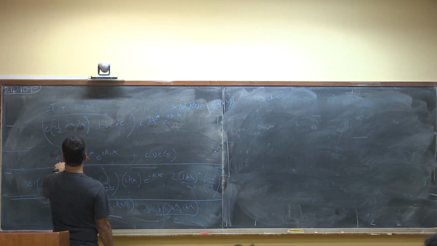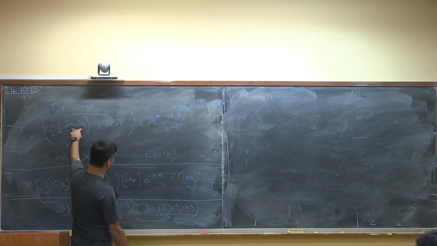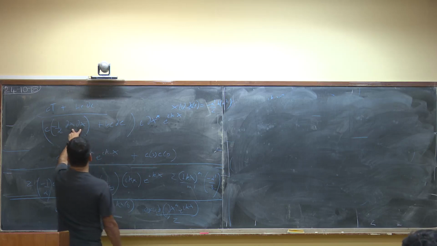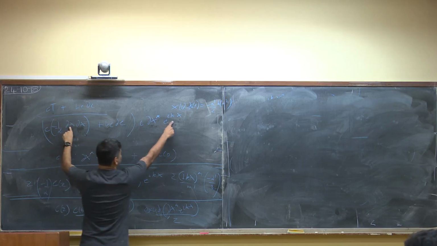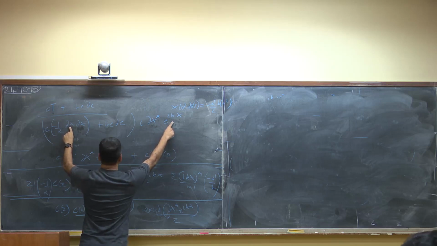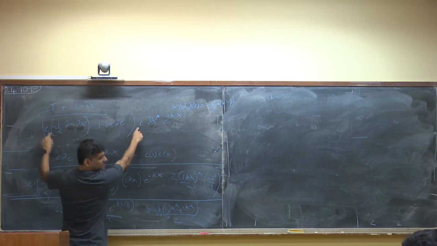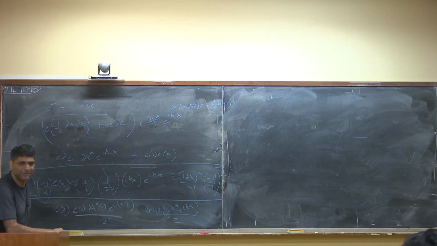Oh no, what about the terms with only one? The terms with only one contraction don't contribute, because the terms in which I take one of these and contract with, let's say, this, will give us a 1 by z, but there's a c of z, c of 0. So that will not contribute. So this is all the terms that will contribute.